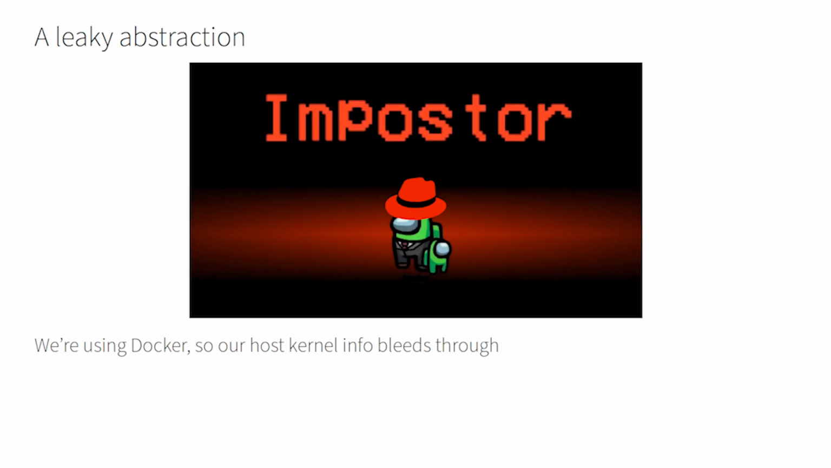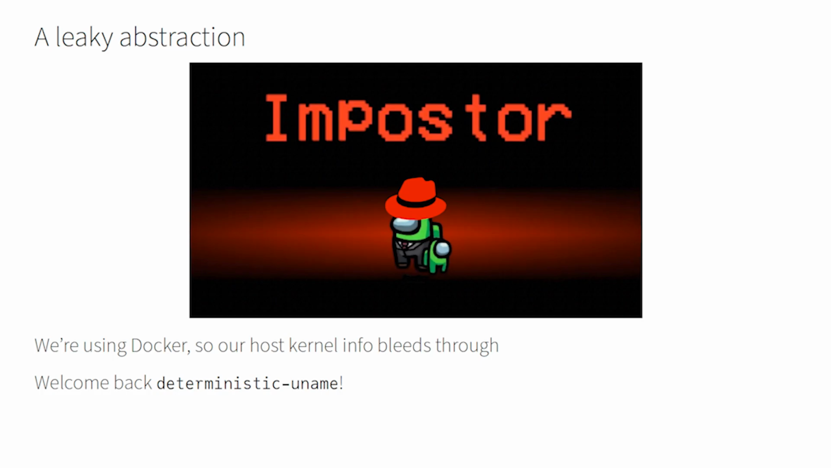This is a bit of a leaky abstraction because, again, we're not really RHEL. We're just pretending to be RHEL, and because this is Docker, information from the kernel will bleed through. But again, we have our good old friend, deterministic uname, coming to the rescue. And so we can again fake and pretend that we're actually RHEL instead of NixOS, which, of course, Synopsys has never heard of.